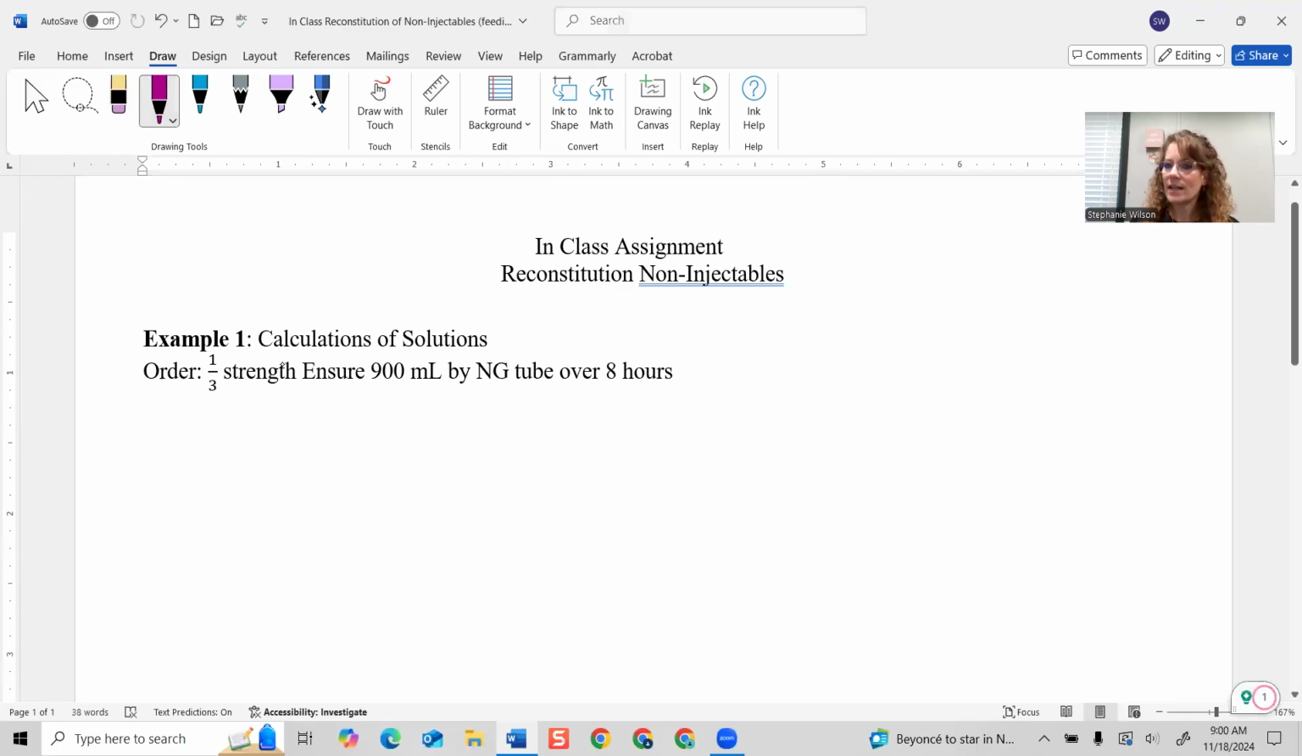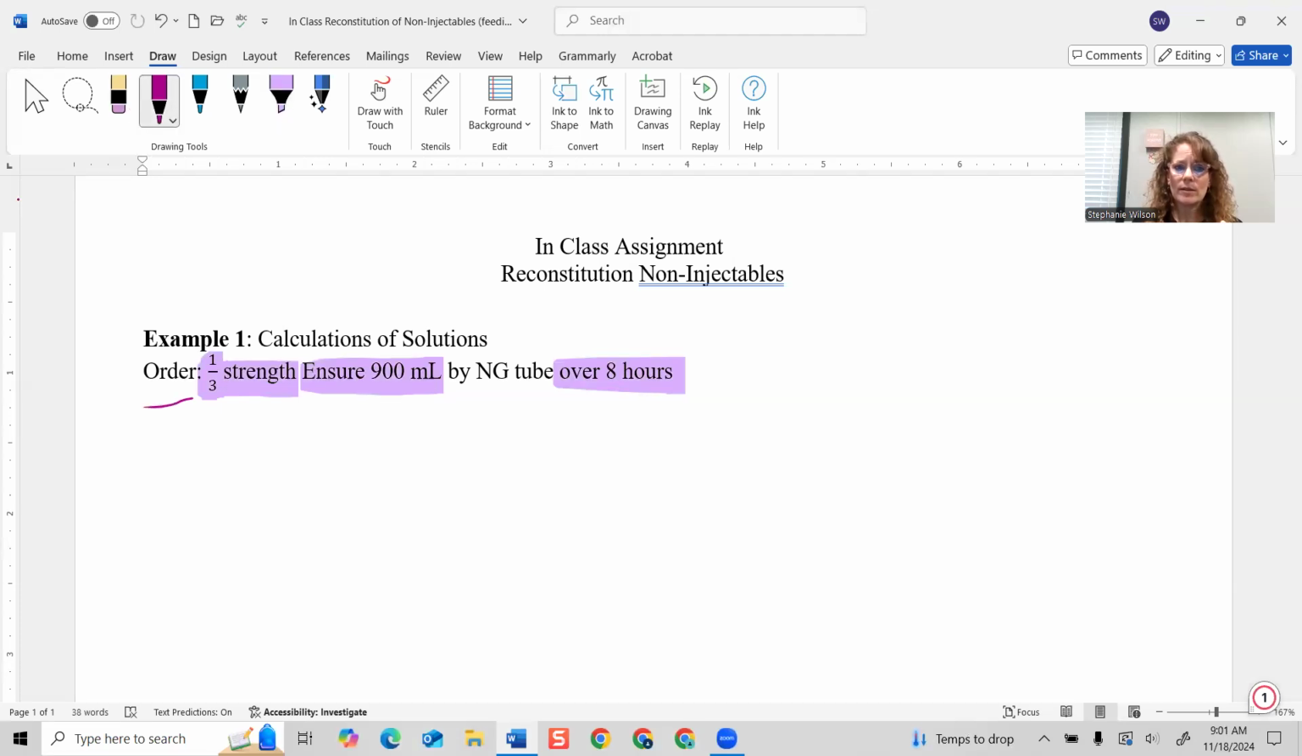Hello. Today, let's talk about reconstitution of non-injectables. And in this particular example, we are talking about feeding tubes. So in this first example, we have a 1/3 strength of Ensure of 900 milliliters by NG tube over 8 hours. So that means for over an 8-hour period, we're going to give a 1/3 strength of Ensure at 900 milliliters. So let's just talk about that.